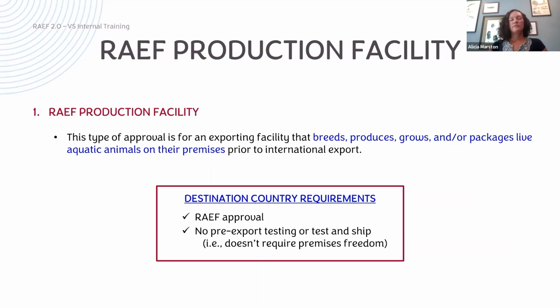Okay, so for our RAEF production facility, again, this is a production facility, so it's an exporting facility that's breeding, producing, growing, packaging live aquatic animals on their premises. And they're going to countries that require RAEF approval, and they either require test and ship, or there's no testing required at all to go to that country. Basically, the RAEF production facility approval by itself is not going to meet premises freedom requirements.